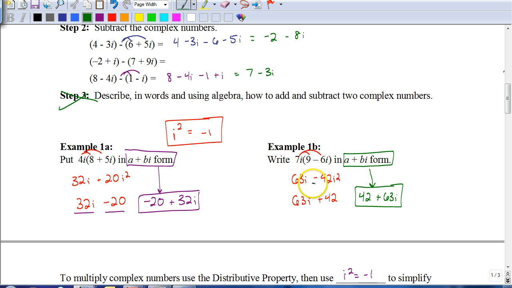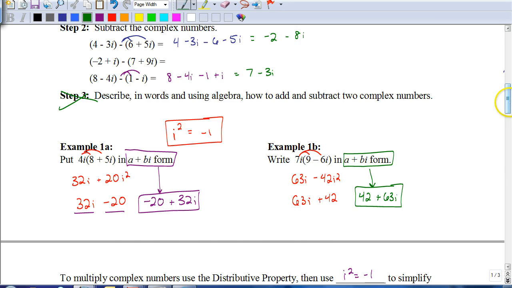When you do that, you get 63i minus 42i squared. Remember, i squared is the same as negative 1, so negative 42 times negative 1 would make that a plus 42. We want to put this in the right order, though, so instead of 63i plus 42, we would write this as 42 plus 63i, and that would be your final answer.